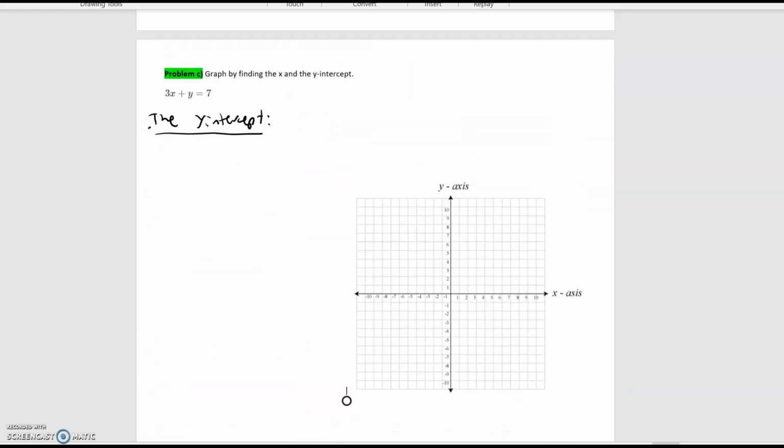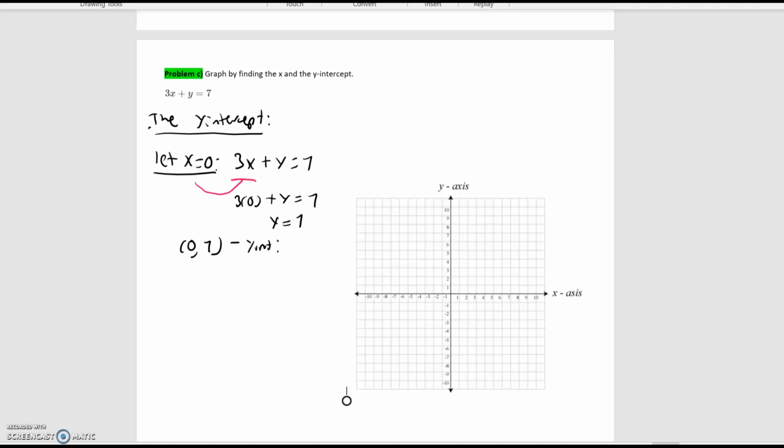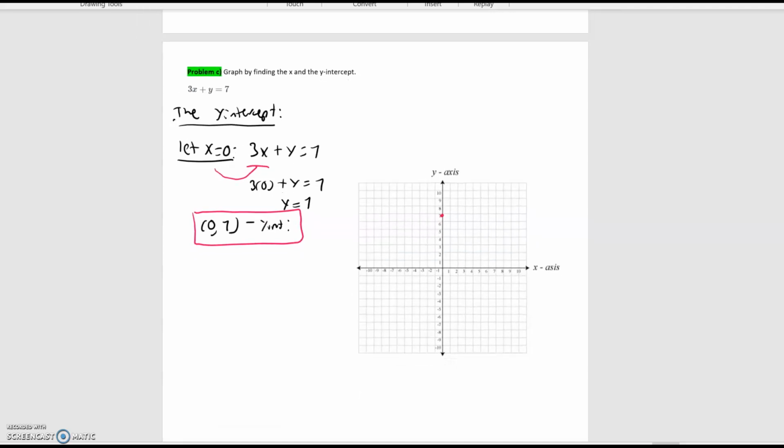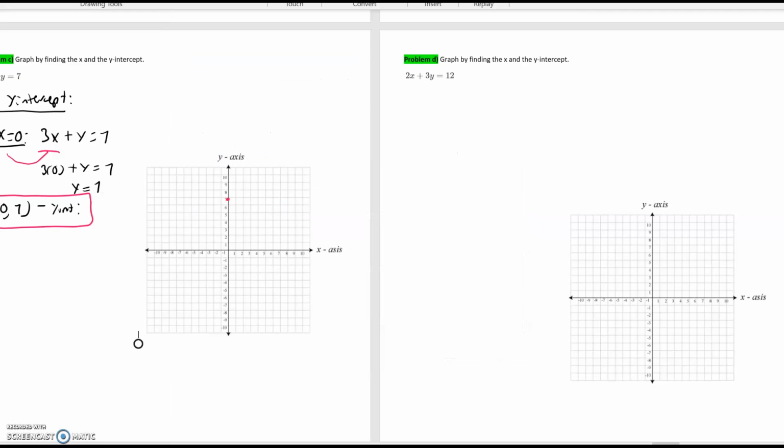So in order to solve it algebraically, you're simply going to say let x equal 0 and plug it in. So you're going to end up with 3x plus y is equal to 7. We're plugging in 0, so we're going to end up with 3 times 0 plus y is equal to 7, or y is equal to 7. So 0, 7 would be the y-intercept. And let me just plot that point. 0, 7 is here.